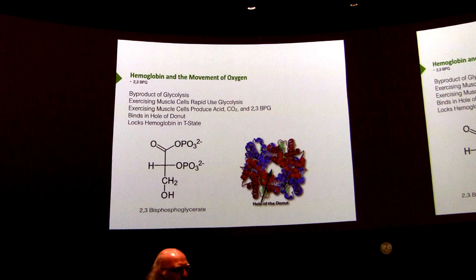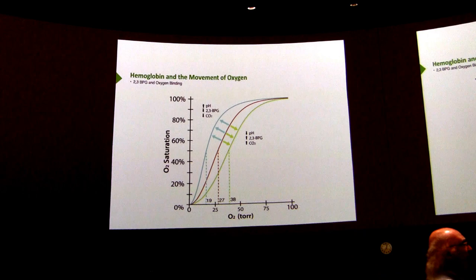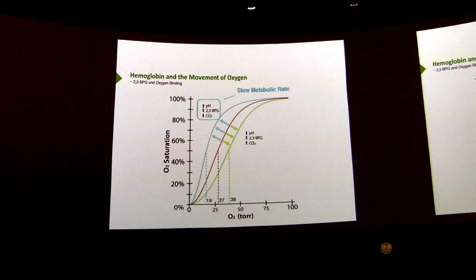That's really great. It's really simple how this all works. Okay? We can see this happening on this graph here. We have slow metabolic rate going on the left. We have higher pH in a slow metabolic rate. We have a lower amount of 2,3-BPG at a slower metabolic rate. And we have a lower amount of CO2. That's where hemoglobin is going to have the most affinity. It's farthest to the left.